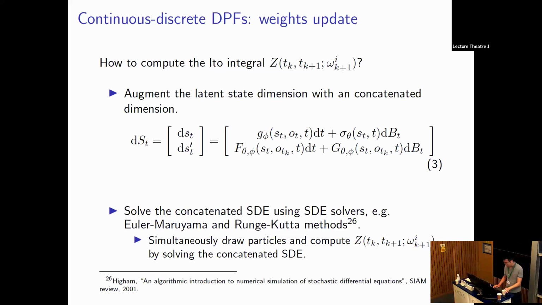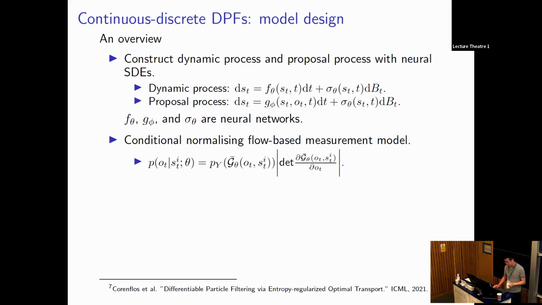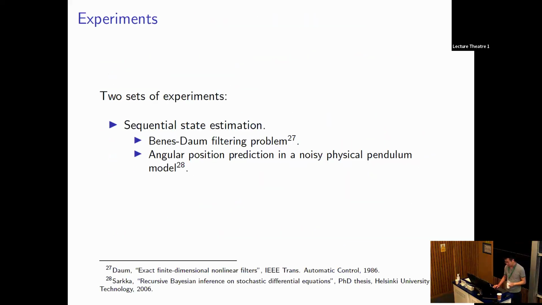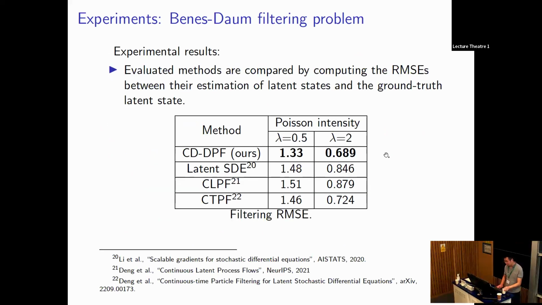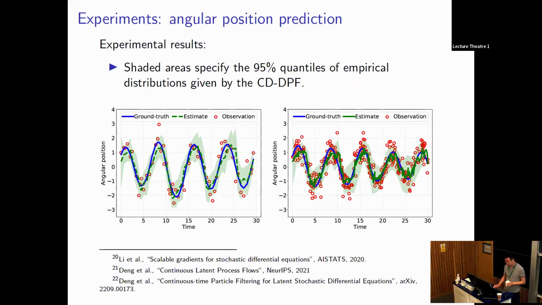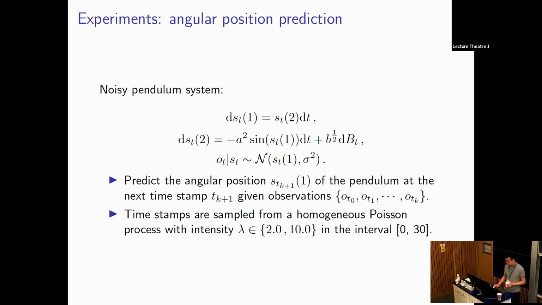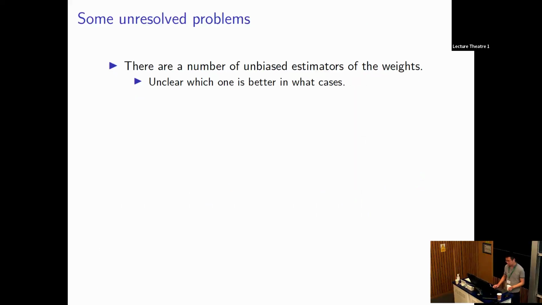I will quickly show some of the initial results we have, in some simple experiments. The first experiment is the Benes-Stone filtering problem. The state evolves according to some ordinary stochastic differential equation. Then we perform filtering and learn the dynamic model and measurement model, and get good state estimation performance. We have also used this in some noisy pendulum system experiments, also getting some encouraging initial results.